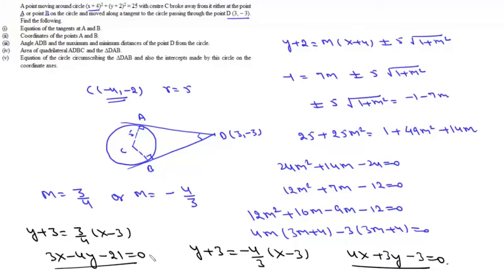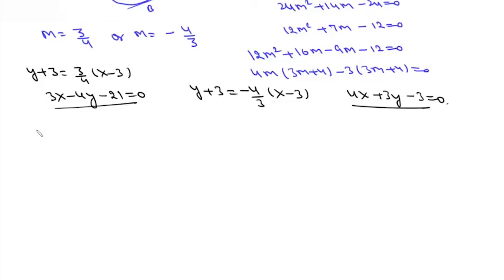Now the second question is find the coordinates of the points A and B. Now once we have the equation of tangents and we know the center, which is (minus 4, minus 2), we know that these points of contact are basically the foot of perpendicular. So we'll use the foot of perpendicular formula to find the coordinates of these points A and B. For this second part, first we're going to start with the line 3x minus 4y minus 21 equals 0, and we'll find the foot of perpendicular from the center, which is (minus 4, minus 2).